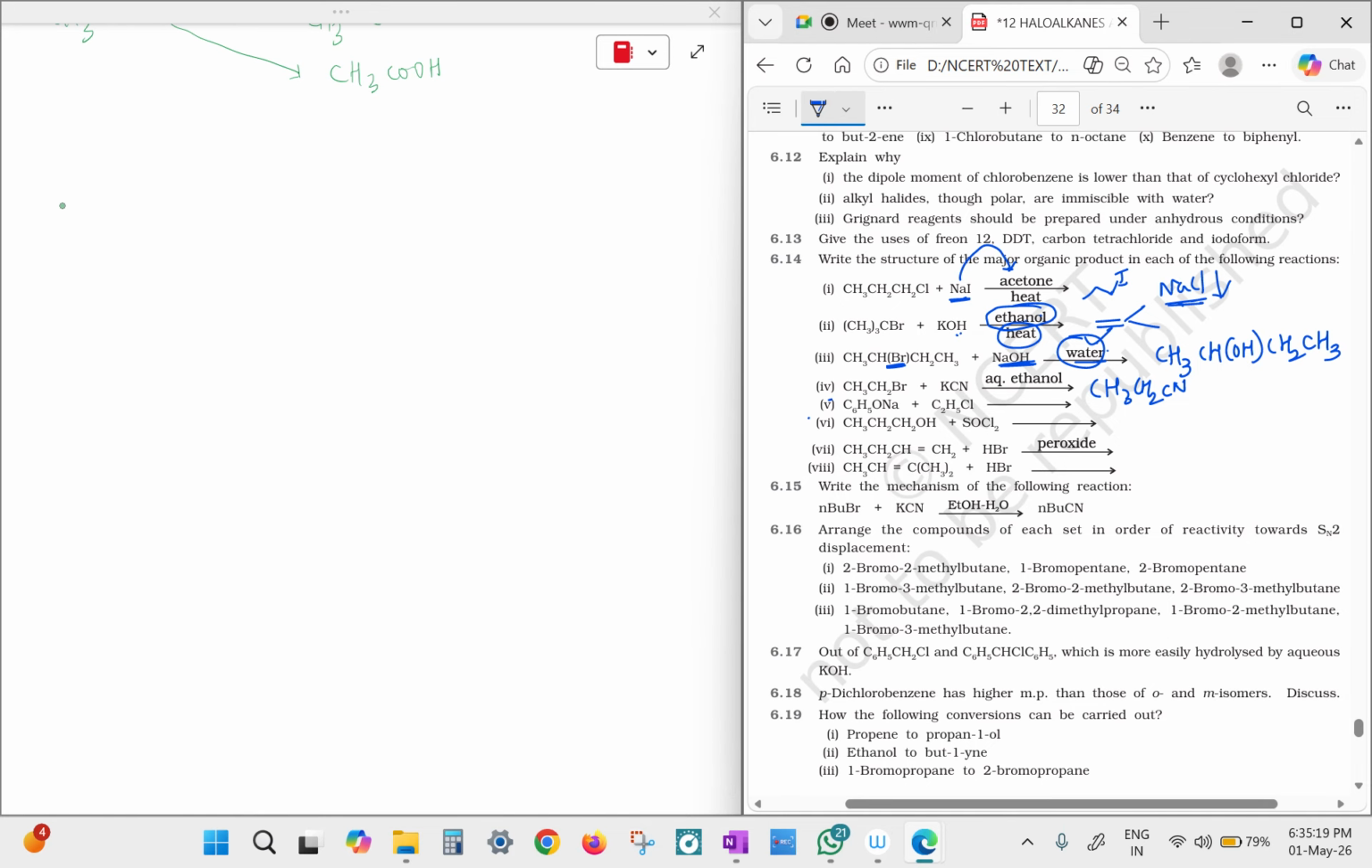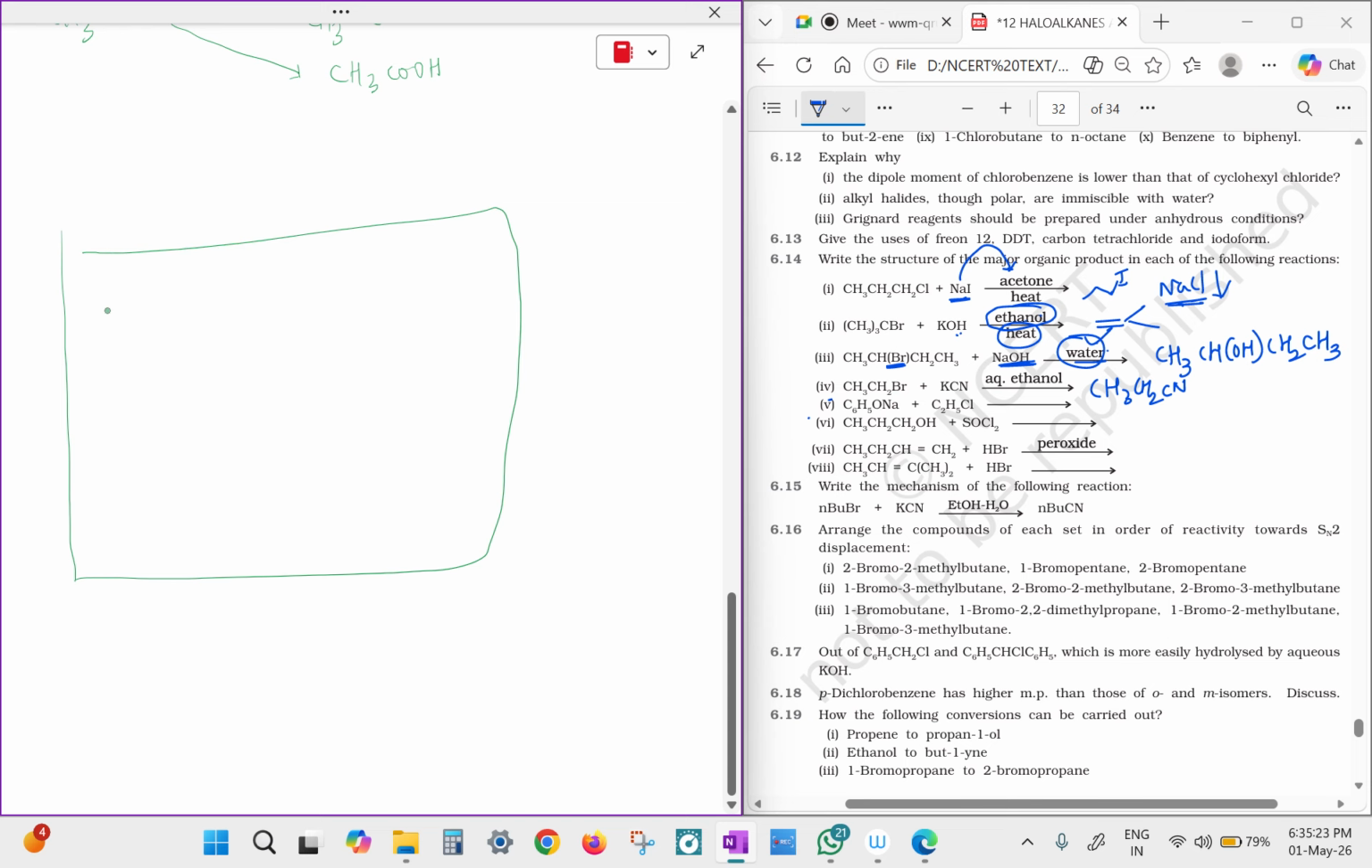I was telling you, ma'am, a one-page study material comprising all the preparations of haloalkanes in one page, haloarenes in one page, properties of haloalkanes in one page, and properties of haloarenes in one page. It will be highly useful to you to remember the reactions. So the first challenge is to remember the reactions. So understand, memorize, revise, understand, memorize, revise.